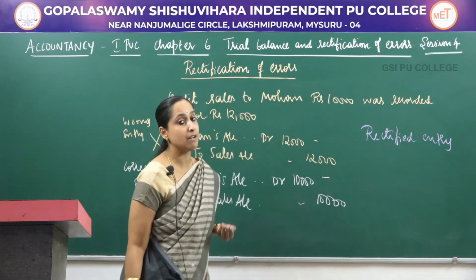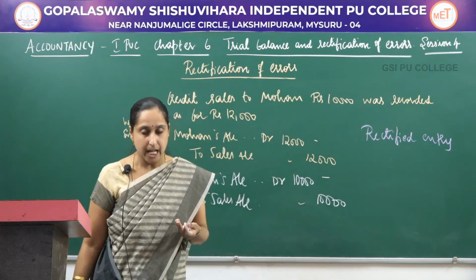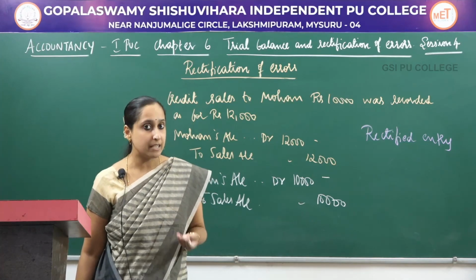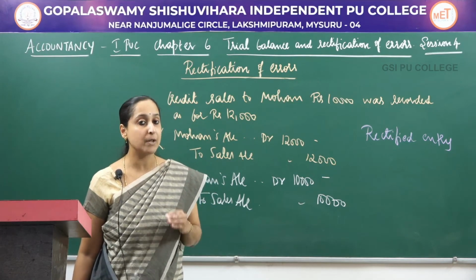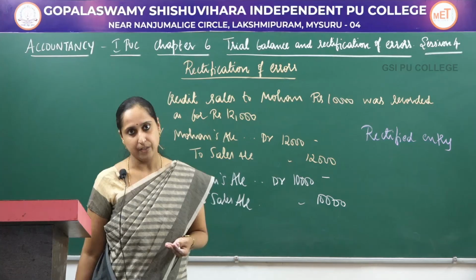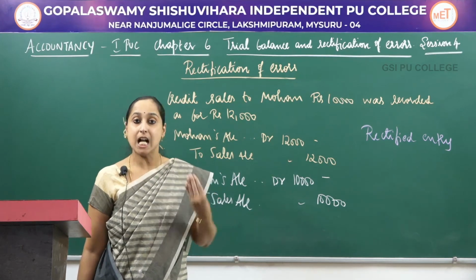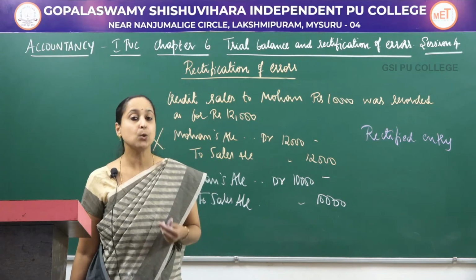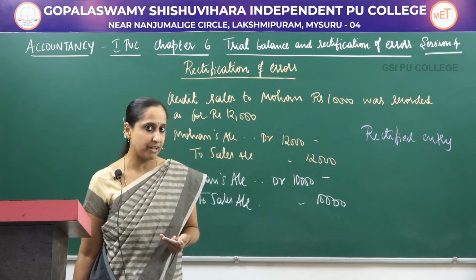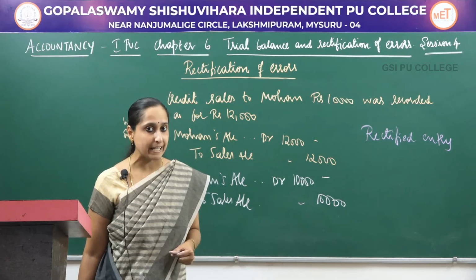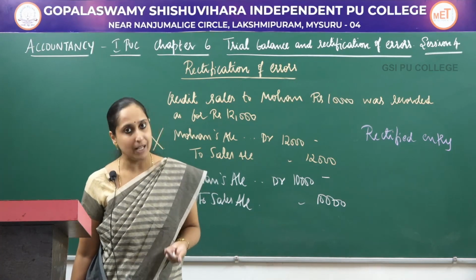Here, where 10,000 should be written, they have written 12,000, that is, 2,000 more. See, this is what we call overcast. Overcast means they have written more than the amount that should have been written. So here 2,000 more they have written. Instead of writing 10,000 they have recorded it as 12,000.